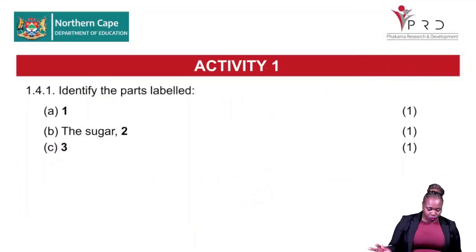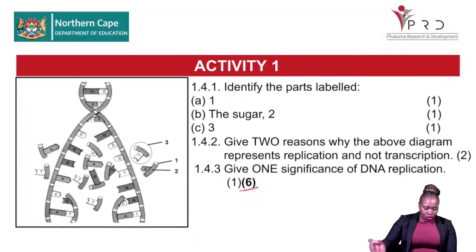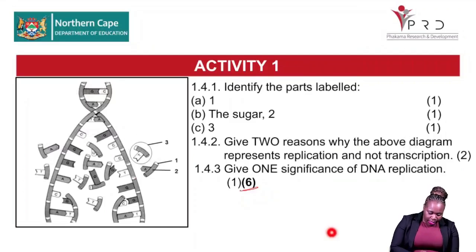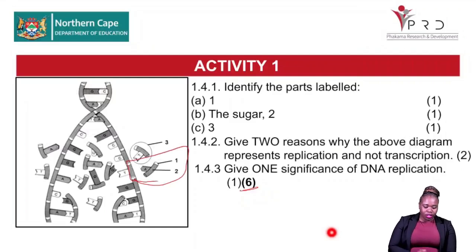All right, now let's go through the questions together. It says, identify the parts labeled 1, and then the sugar 2, and then 3. So let's go back to our diagram and have a look at those. So we have part 1, we have 1 here, we have the sugar over there, and then we have the whole thing, which is 3. Now, at 1, remember, we are looking at a diagram, which is this part. We're looking at a nucleotide, the building block of a DNA.